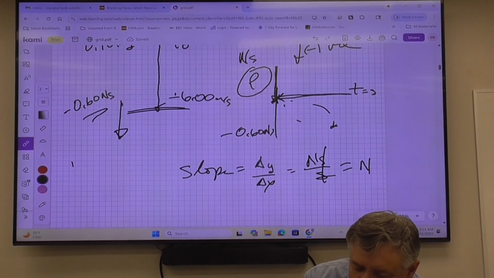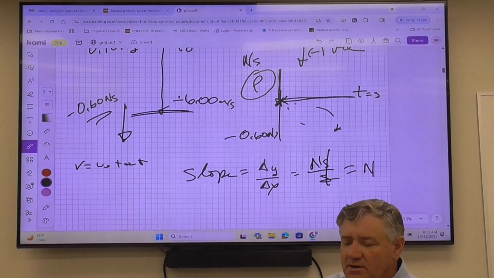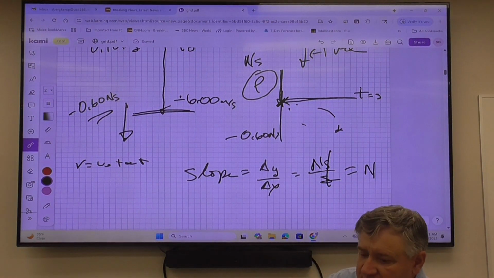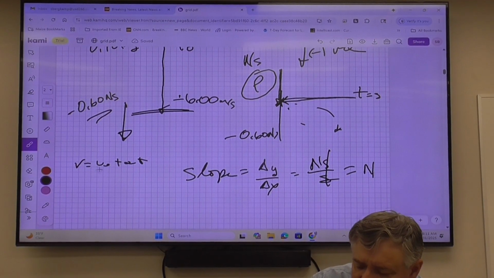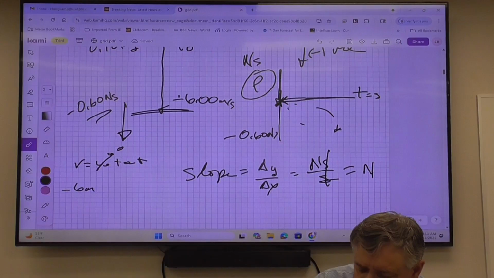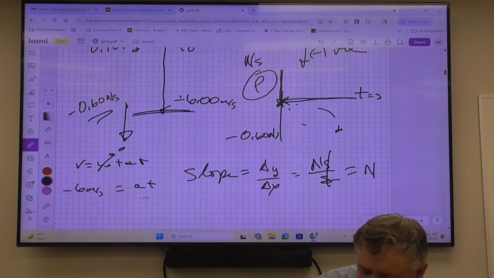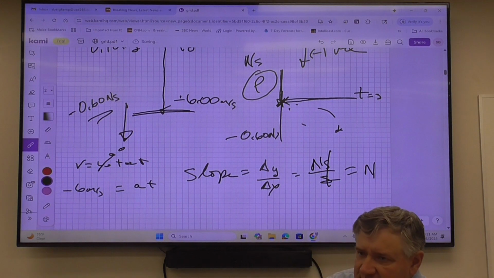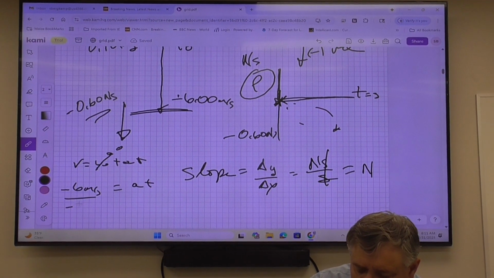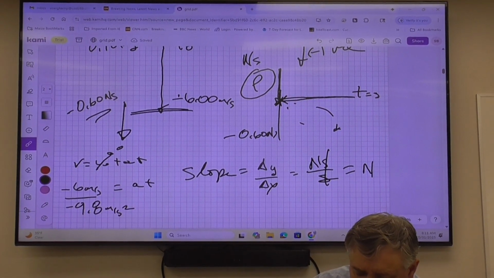Now, let's go old school. You know, V equals V naught plus AT. I want to know how long this ball is in the air. What's my initial velocity? 0. My final velocity is negative 6 meters per second, and that's going to equal AT. So how can I figure out how long it's in the air? Divided by negative 9.8. So somebody take negative 6 and divide that by negative 9.8 meters per second squared.